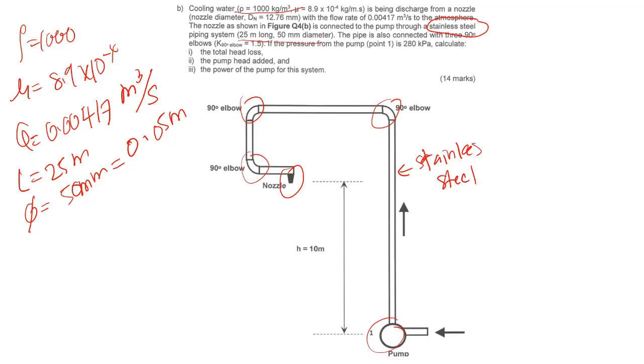If the pressure from the pump is 280 kilopascal, calculate the head loss, the pump head, and then the power of the pump for the system. Right now we are not solving this. What I want you to find is just the friction factor. What is the friction factor for the flow in this pipe?